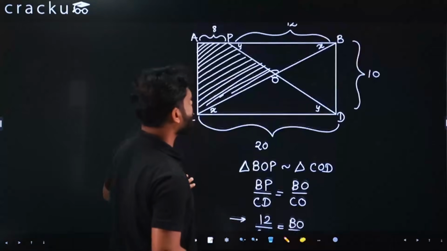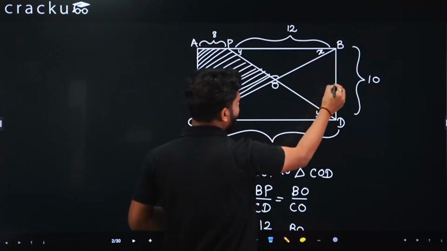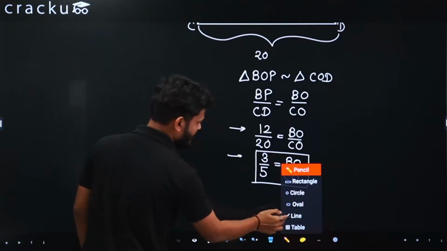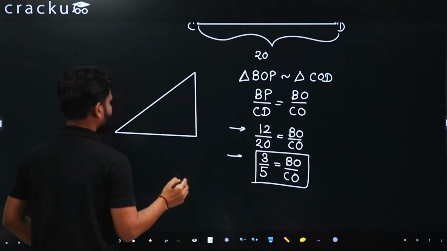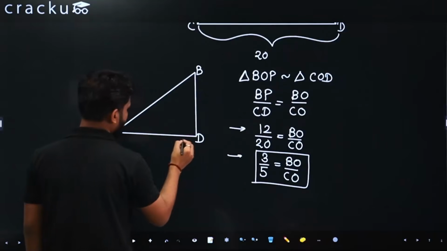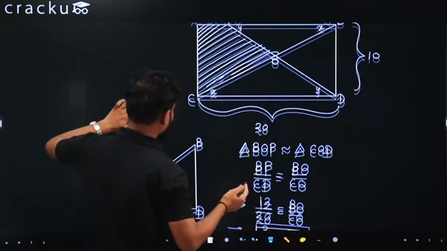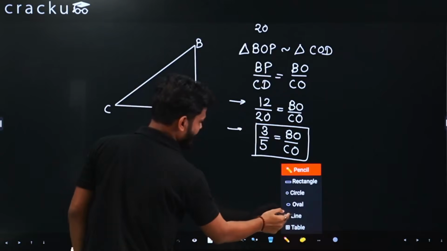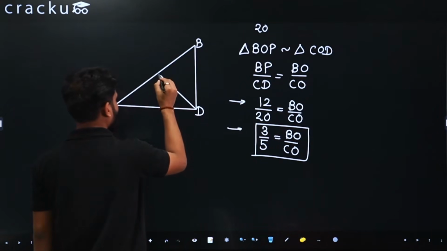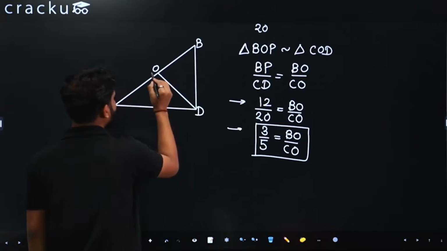Now where can we use this BO and CO? If you look at the triangle BDC, I will draw it here. So this is the triangle B, D and C. And you could see DO line here. So we have a line DO. So this is the line DO.